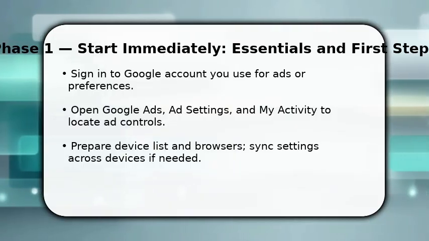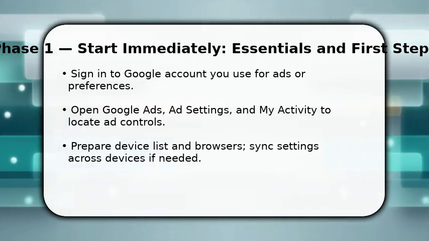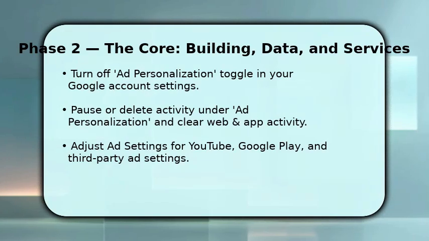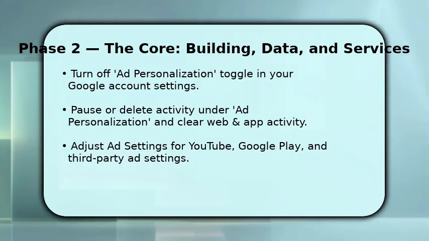Now, open Ad Settings, locate the toggle for ad personalization, and be ready to switch it off. This reduces targeted advertising across Google services. Once done with the initial account access, switch off ad personalization to stop Google from using your activity to target ads. Then, pause and optionally delete web and app activity to remove past signals that influence ads.